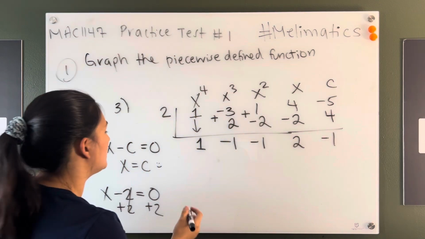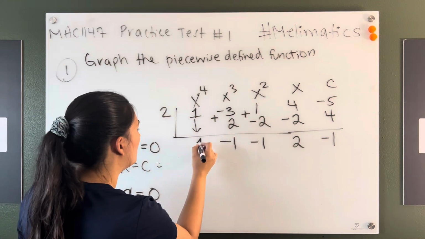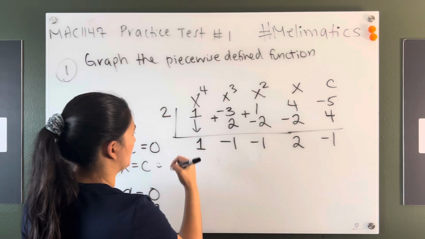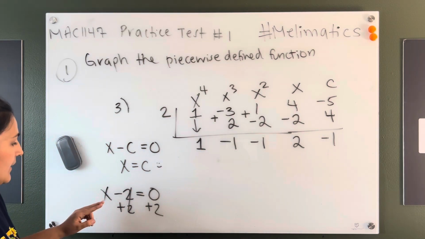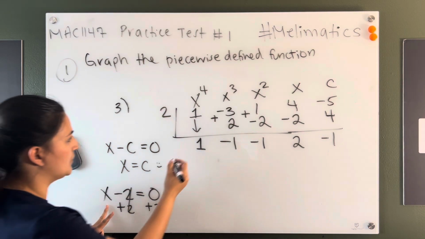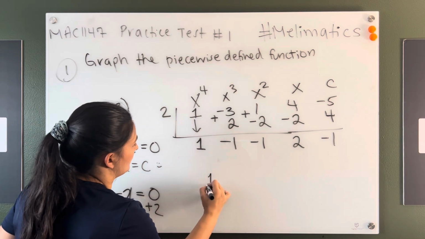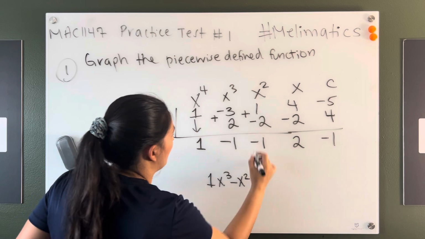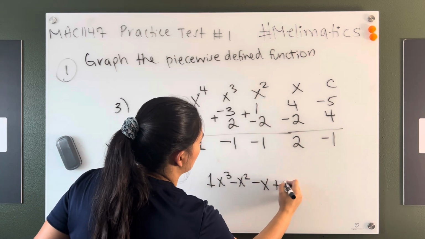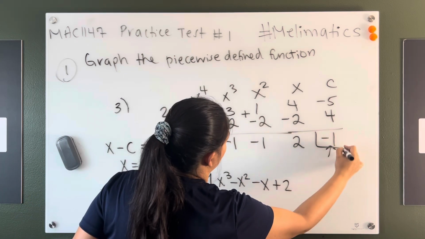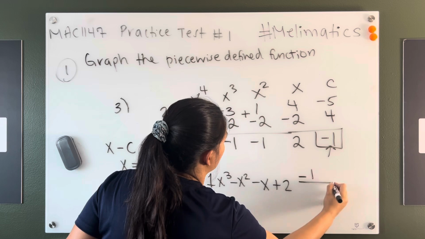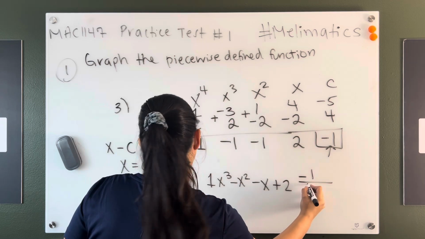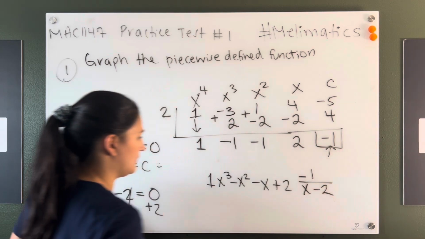Right, so then for your answer, what is it going to be? Well, now these terms are 1 degree lower because you're dividing by an x variable as well. So is it going to be 1x cubed minus x squared minus x plus 2, and this is your remainder. We usually put a box around it. So this is your remainder over the divisor. Remember that the divisor is x minus 2.